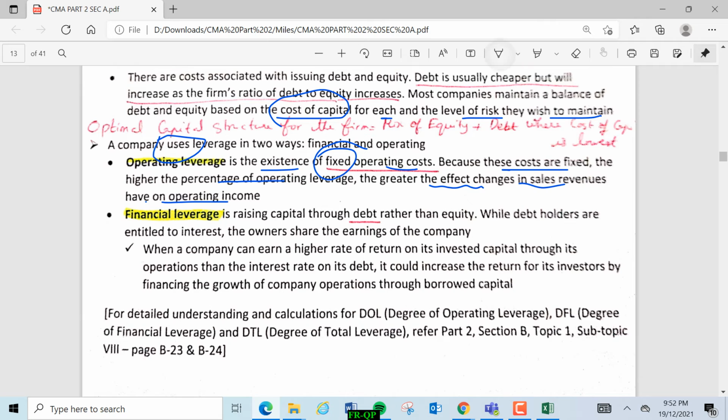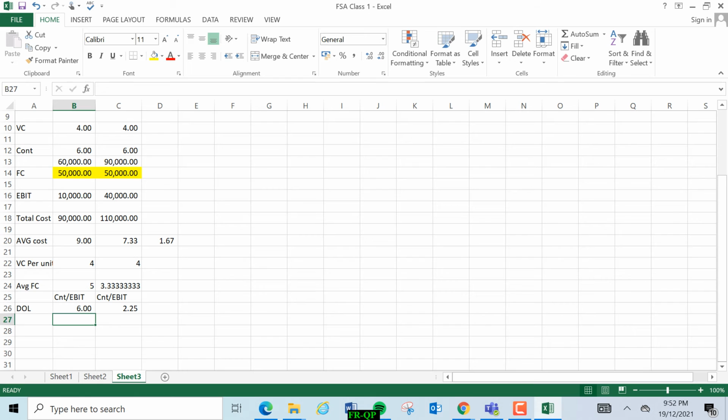Since the cost is fixed here, the higher the percentage of operating leverage, the greater the effect sales revenue has on the operating income. We don't have a change in two years here. It is a very simple calculation, contribution by EBIT, the DOL calculation.